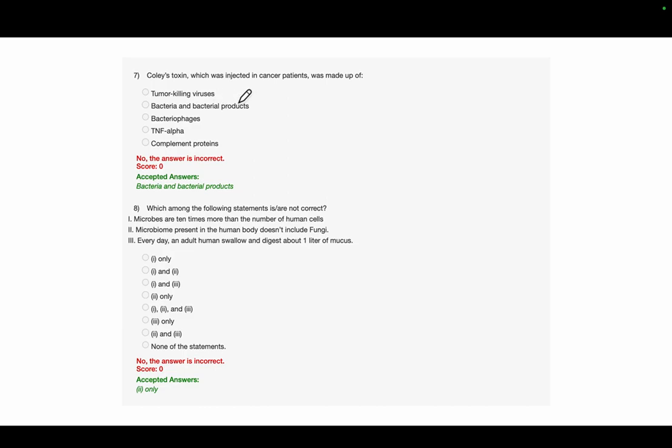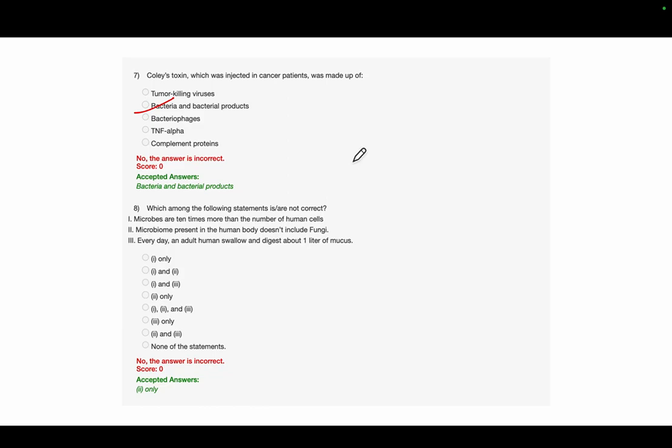Coley's toxin, which was injected in cancer patients, was made up of tumor killing viruses, bacteria and bacterial products, bacteriophages, TNF alpha, or complement proteins. It's made up of bacteria and bacterial products.